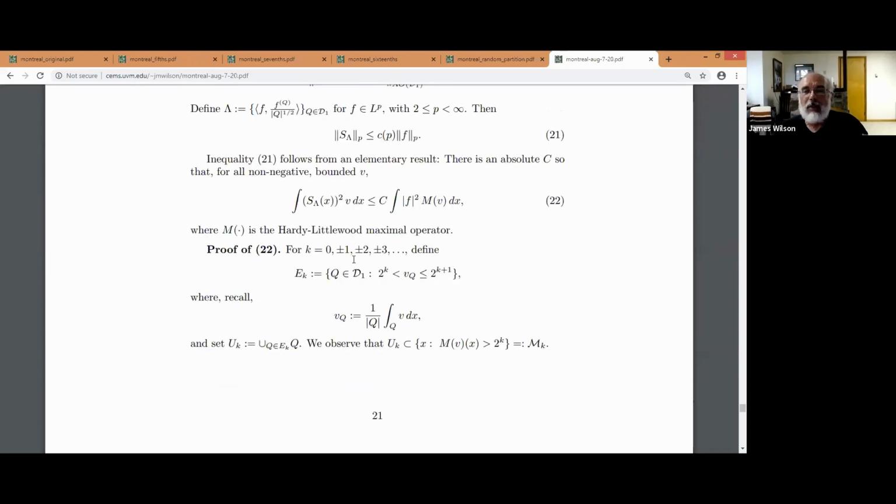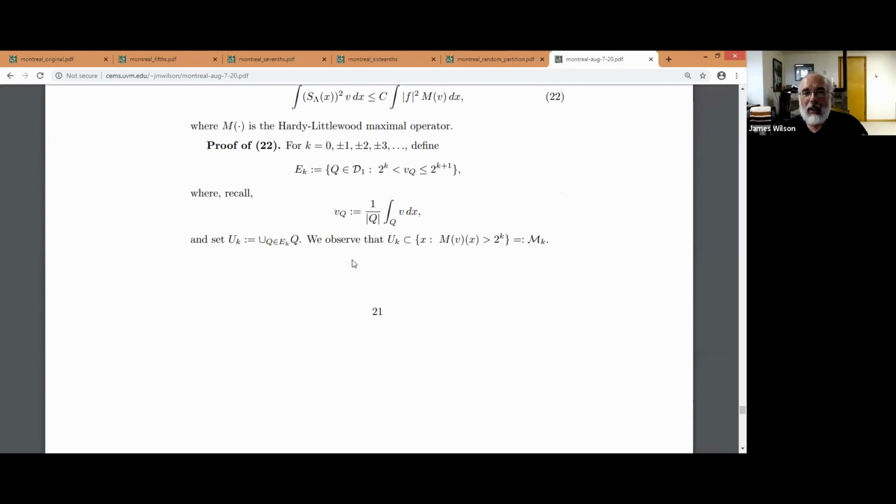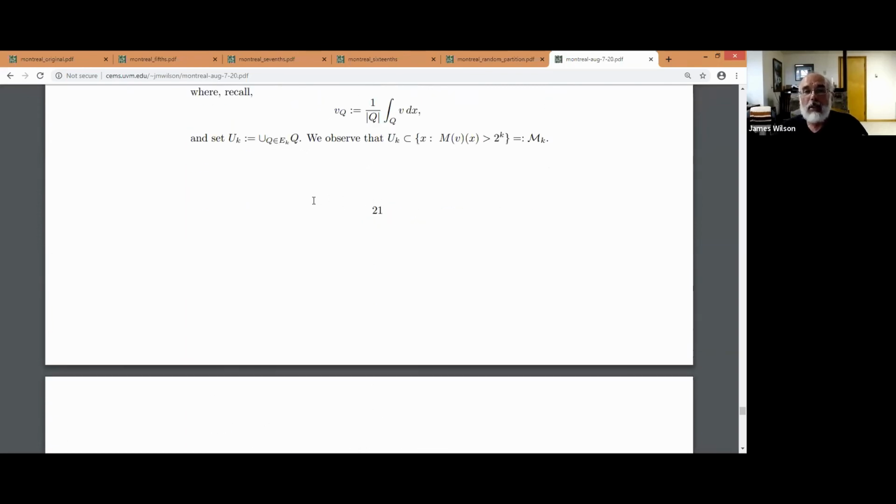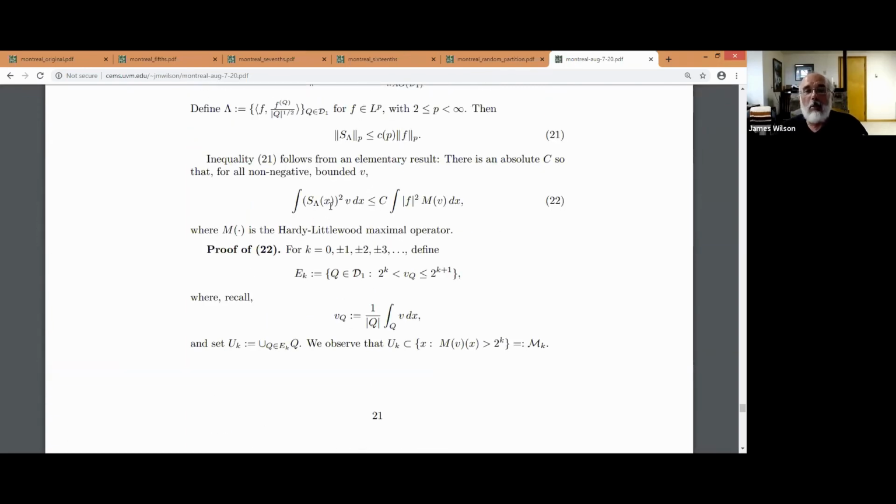The proof is outlined here. Once you have this, you have that the LP norm of this is bounded by a constant times the LP norm of f, by just doing a duality argument, v and mv, and of course the L p over 2 prime boundedness of the Hardy-Littlewood maximal function. Is that clear? That's following more or less.